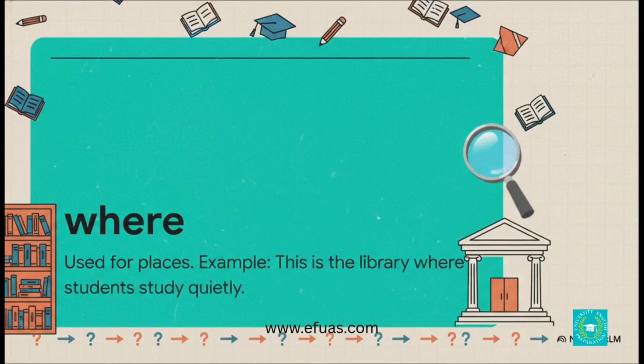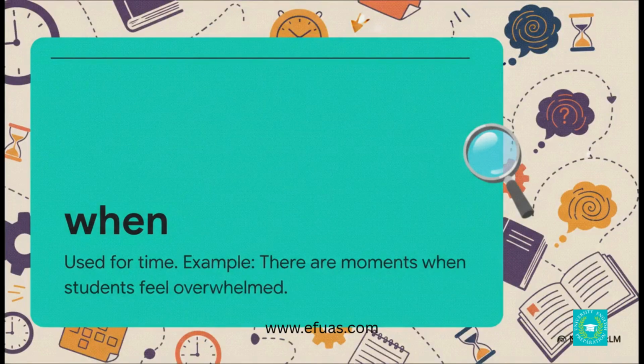Where is all about location. Easy enough to remember, right? If the noun you're talking about is a place, where is the word you need. The clause, where students study quietly, gives us essential information about this particular library. And finally, we have when. And just like you'd expect, this word is used for describing a time or a moment. The clause, when students feel overwhelmed, specifies exactly what kind of moments we're talking about.